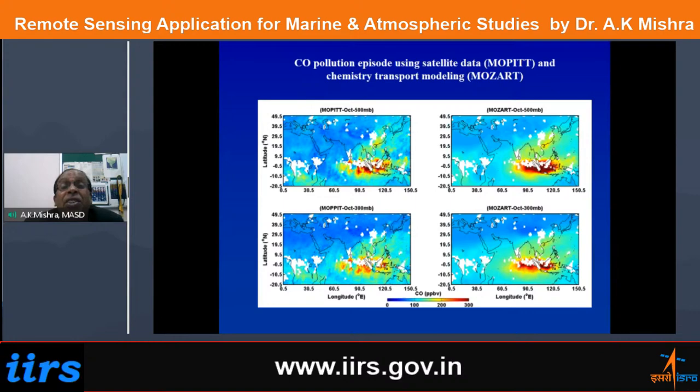And this is the MOPITT, Measurements of Pollution in the Troposphere, and another chemistry transport model, MOZART. So comparison between MOPITT carbon monoxide pollution, you can find out they are quite matching with each other. One is model output, another is satellite measured carbon monoxide.